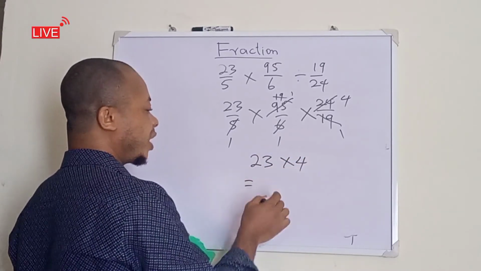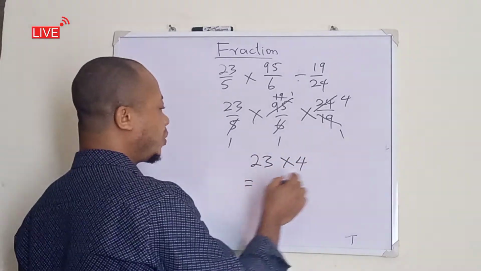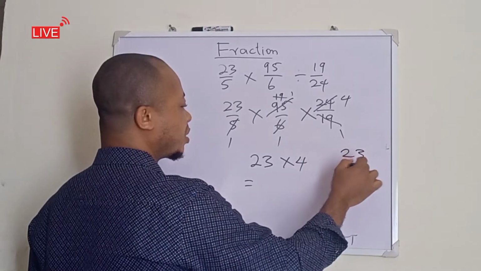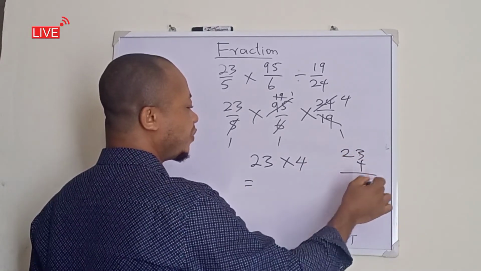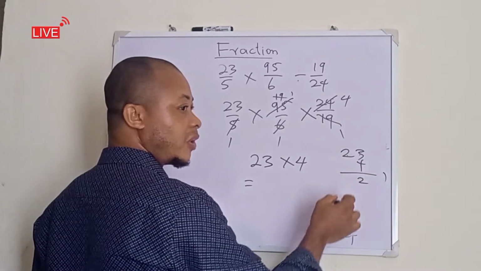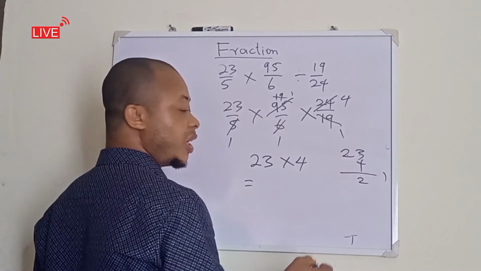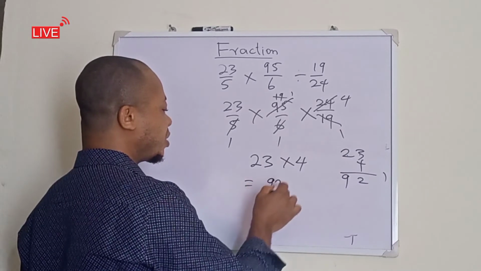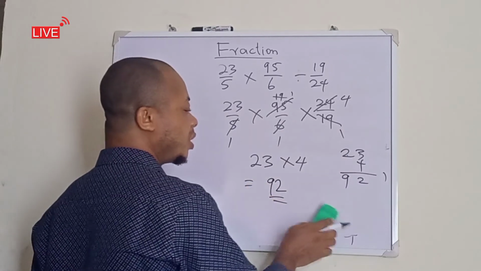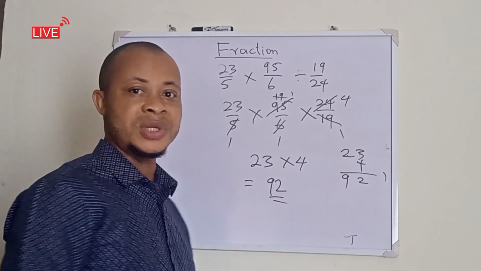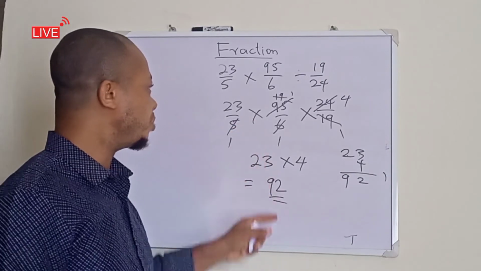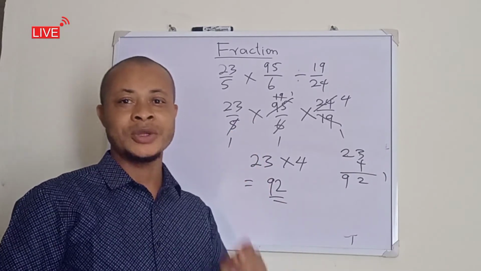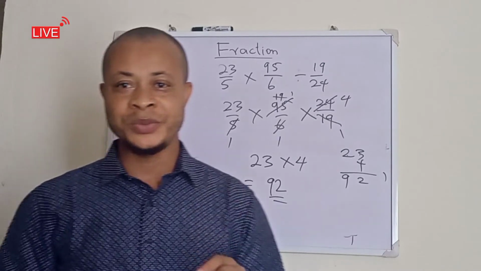Therefore, 23 times 4 will give you what? 23 times 4. 4 times 3 is 12. Carry 1. 4 times 2 is 8 plus 1, 9. So it's going to give you 92. That means 92 is our answer. Alright? So this is how to solve this simple problem. Alright? So I believe you understood me.